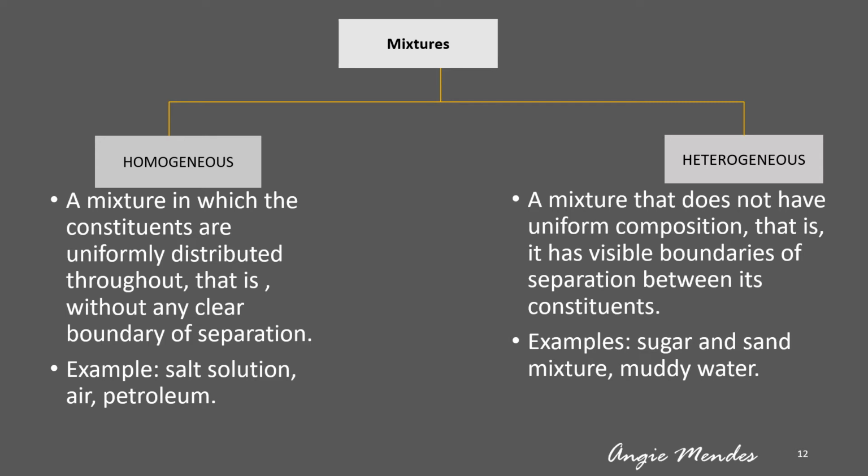Air is a homogeneous mixture of gases, and its two major constituents are oxygen and nitrogen, and there are other gases in small quantities. A heterogeneous mixture is a mixture that does not have uniform composition, that is, it will have visible boundaries of separation between its constituents. Here the constituents of the mixture can be seen by the naked eye, and examples of heterogeneous mixture would be sugar and sand mixture, salt and sand mixture, or polluted air.